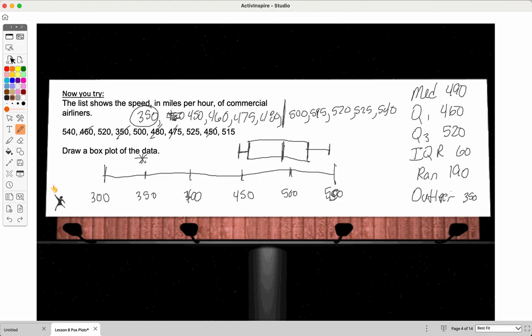All right, so you'll see that the box itself tells me 50% of the airliners fly between 460 and 520 miles an hour. The range tells me that my data is very spread out, and that I had an outlier at 350. If I took out the outlier, my speed difference is only 90, which is a lot less than the range of the actual data.